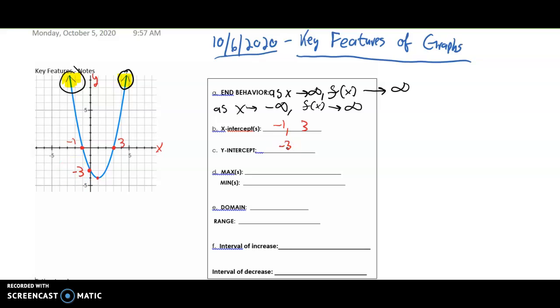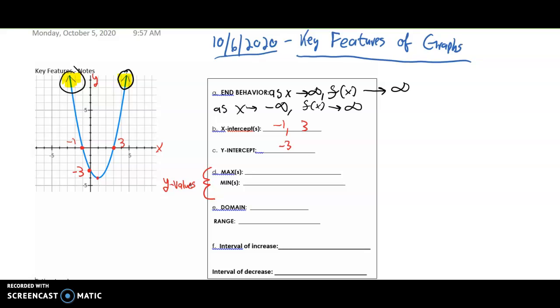Our y-intercept, I see right here, where we cross the y-axis, and that has a value of -3. So notice for x-intercepts, we're only listing x values. For y-intercepts, we're only listing y values. All right. Next up, we have max and min. For max and min, we are also only going to list y values. We're only interested in the output.